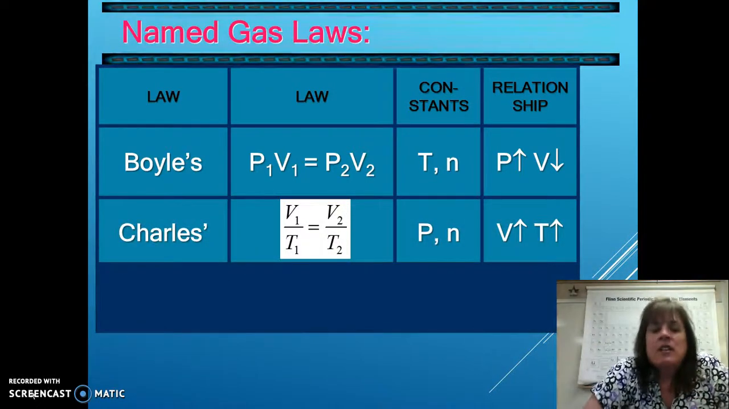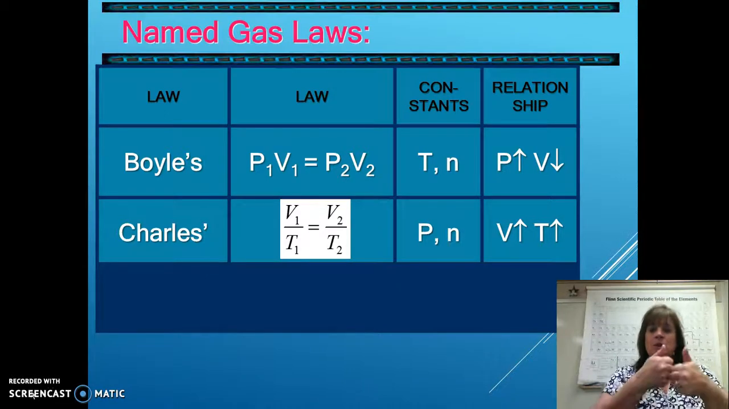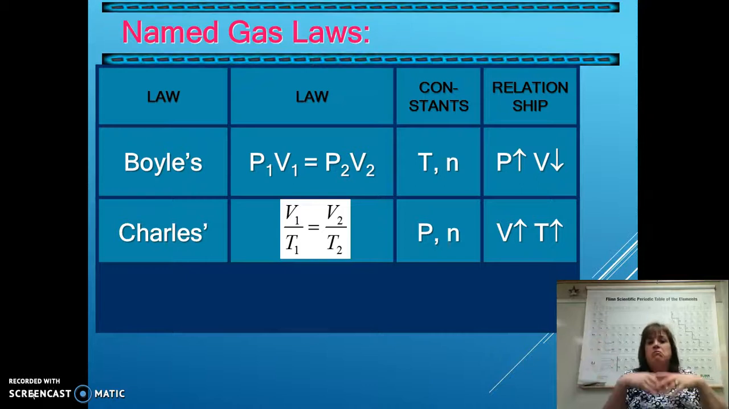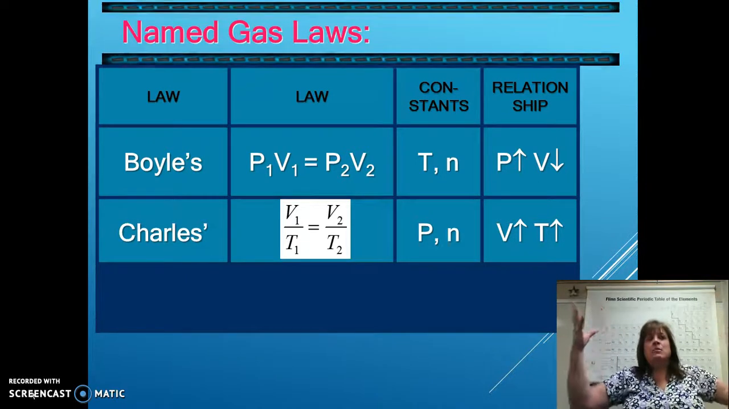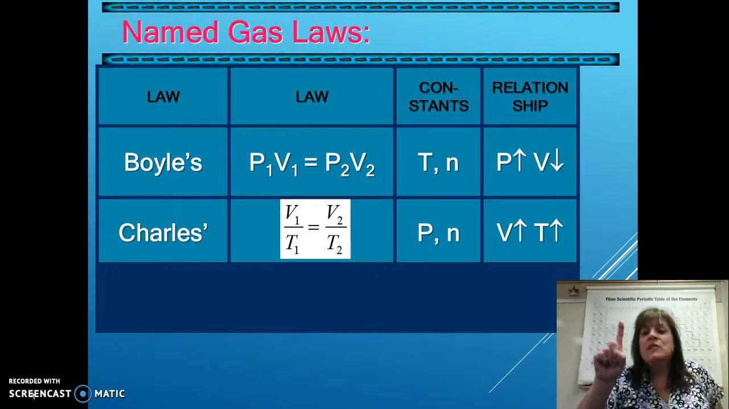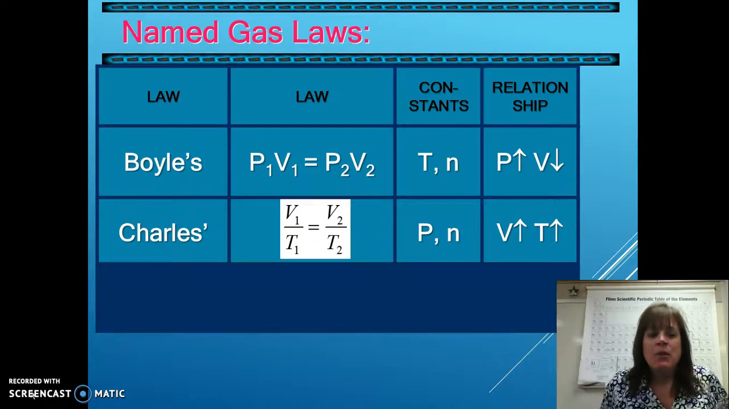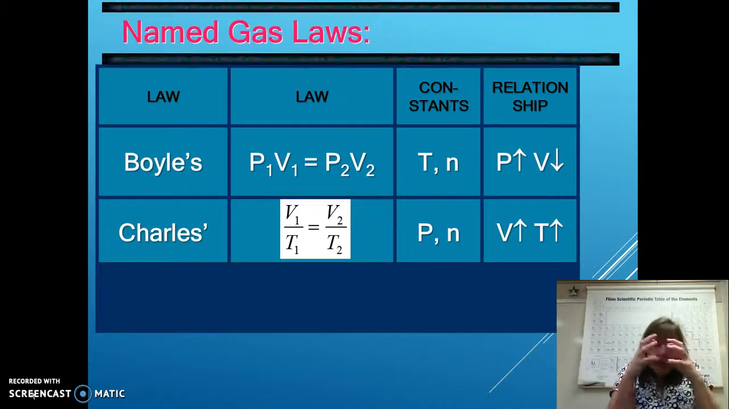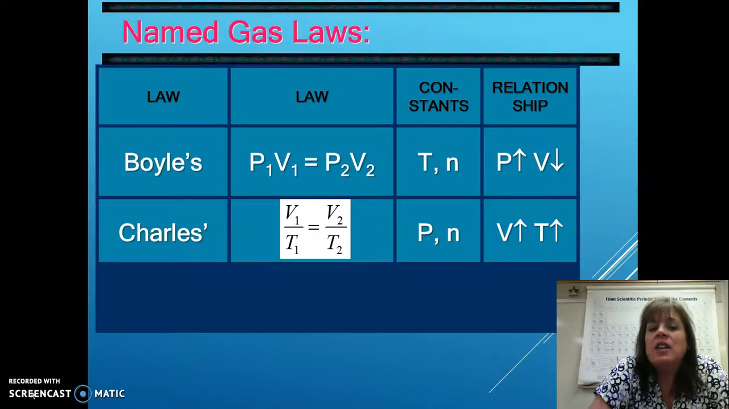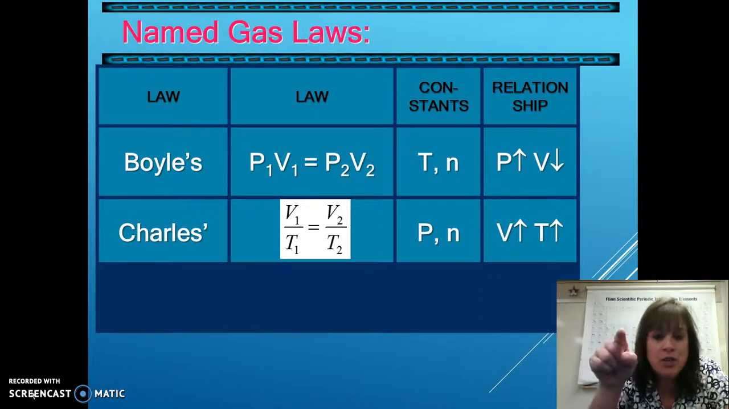Charles' Law, right, he studied volume and temperature, and what he found is that as temperature goes up, volume goes up. So think about a balloon. It gets hot, the balloon gets bigger. Or remember our scenario number 1 from the first video? I put those balloons outside where it was really cold and they shrunk. So that was Charles.